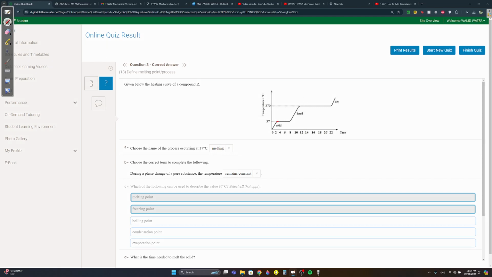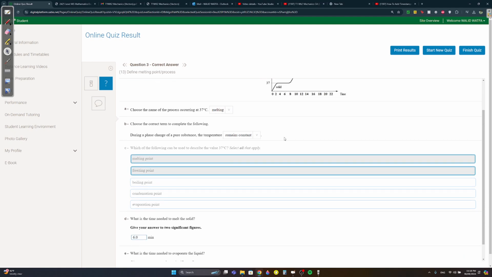Okay. What is the process at 37 degrees Celsius? Of course at 37 degrees Celsius, we're going from solid to liquid. It's melting. During a phase change, so when it's changing states, what happens to temperature? We know it remains constant.